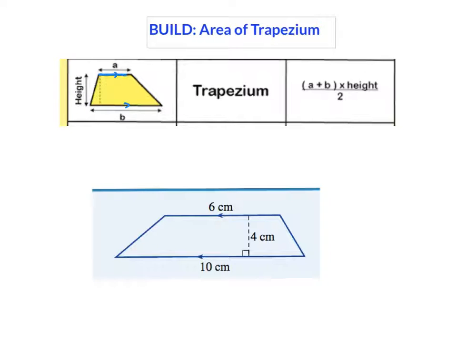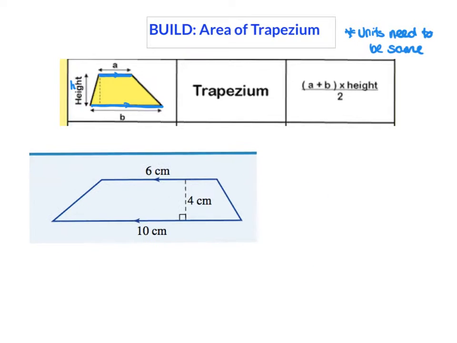Alright, so the formula they're saying here is A plus B times the height. So A is the length of the top parallel line and B is the length of the bottom. So you add them together, then you times it by the height, and then you divide it all by 2. Okay, we need to remember that our units need to be all the same. So if they've given a length in centimetres and another in millimetres, you'll have to convert it.